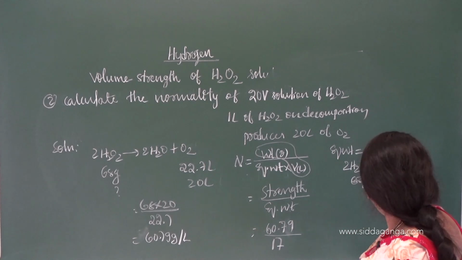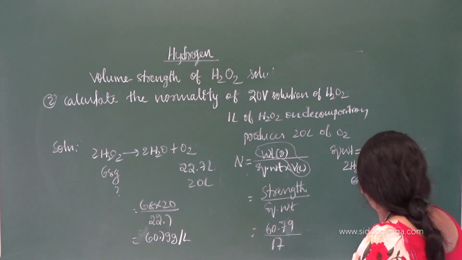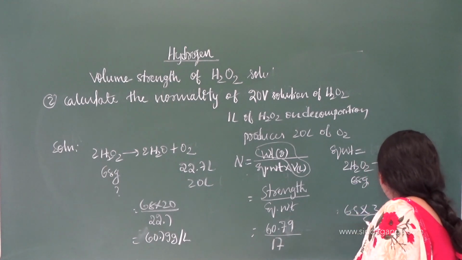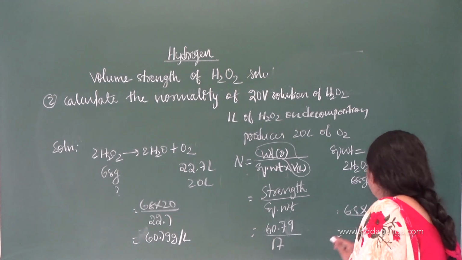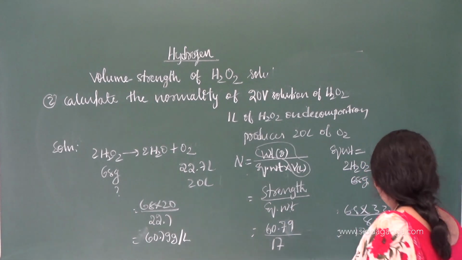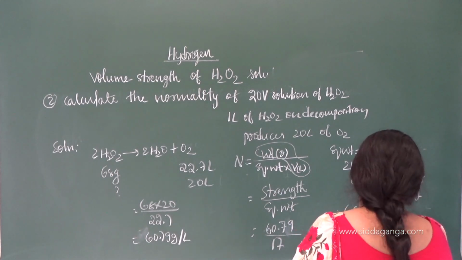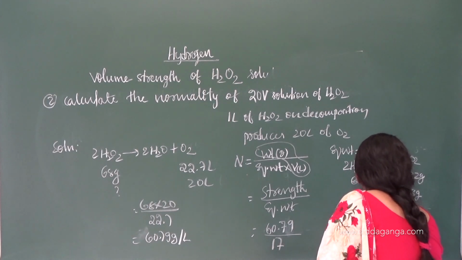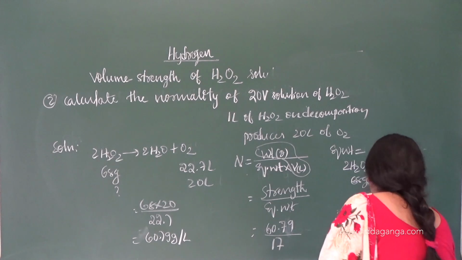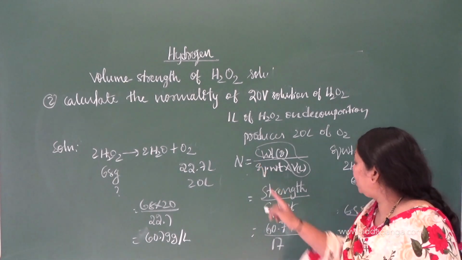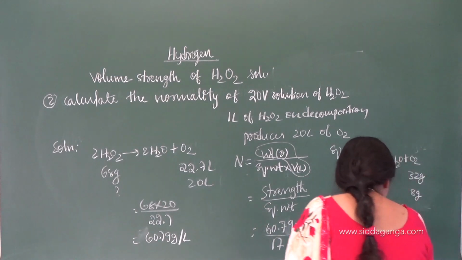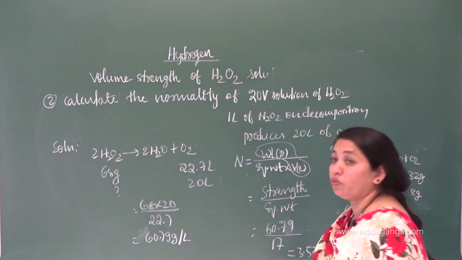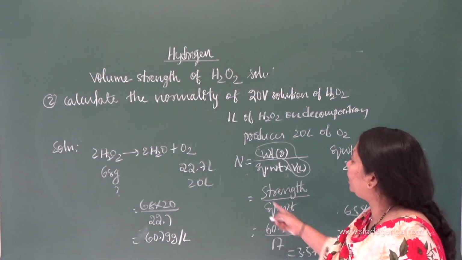Now for oxygen, I am writing here 8. So then how can you calculate? That is equal to 68 into 8 divided by 32. So it will come to 17, that is nothing but the equivalent weight. Then the normality of this one, how much are you going to get? That is 3.57. In the exam this question has been asked. The option was 3.57 is the normality.